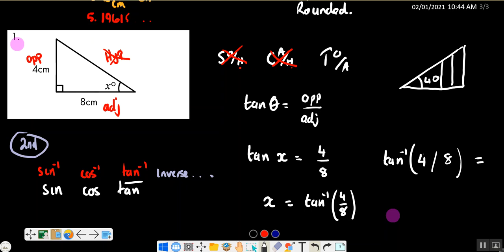Let's have a look what you wrote in. Yeah, you've done sine there, not tangent. So what do you get? 20?